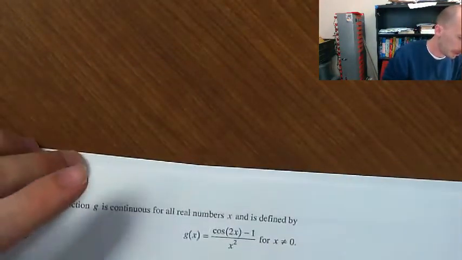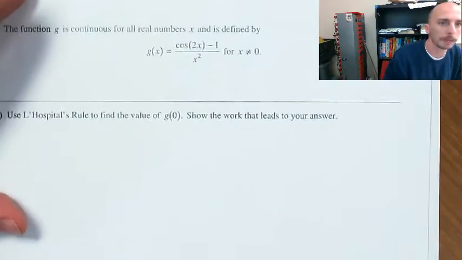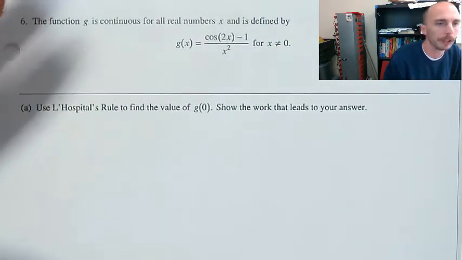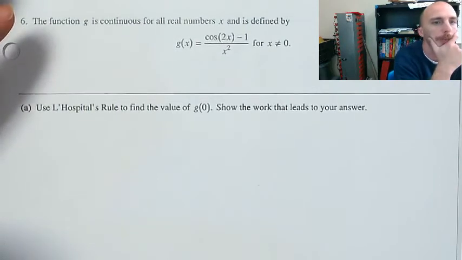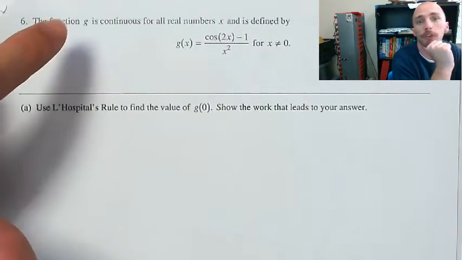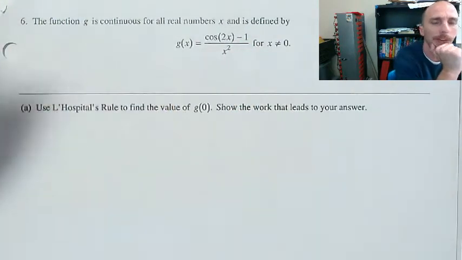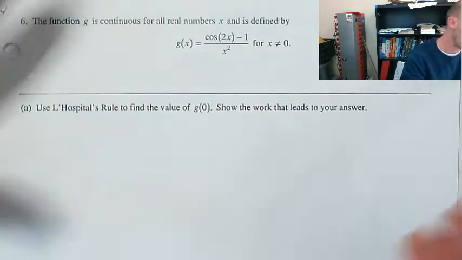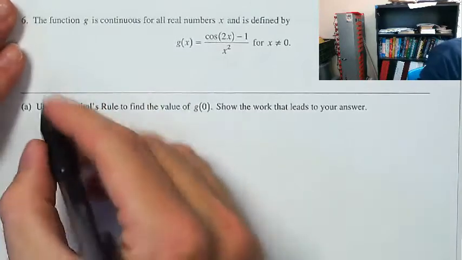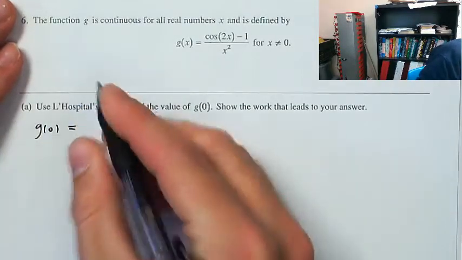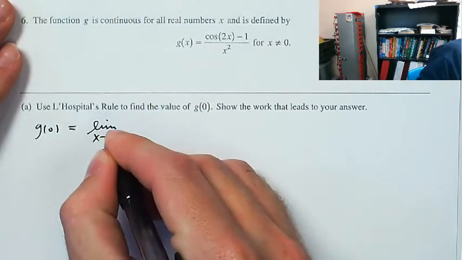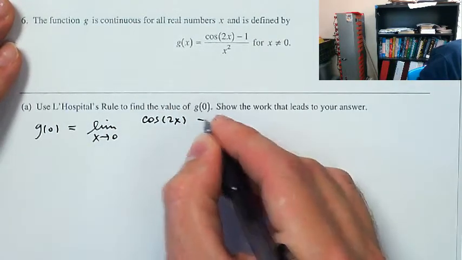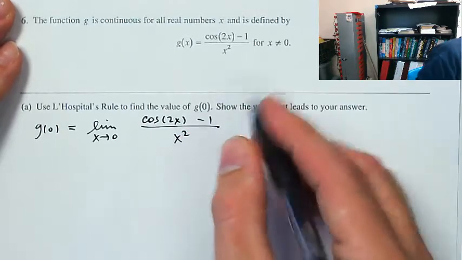Okay, g is defined by cosine of 2x minus 1, all divided by x squared, for x non-zero. Clearly, we're going to use L'Hopital's rule to find the value of g of 0. And the function g is continuous, because like I just said, it wasn't defined at 0, but we're going to make it continuous because evidently it must have a limit. So g of 0 is going to equal the limit as x approaches 0 of cosine of 2x minus 1 over x squared.